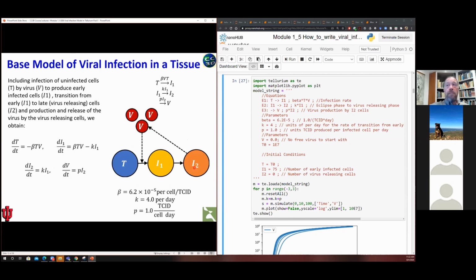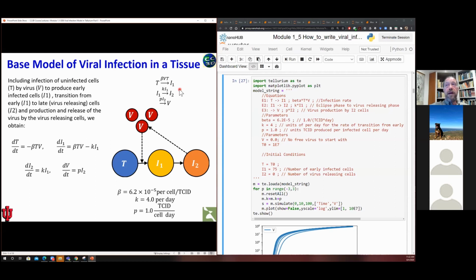So we built a model of the infection part of this, not including the immune response, in which the virus infects the susceptible cells. Those susceptible cells become early infected cells. Those early infected cells, after an eclipse time, become late infected cells, virus-producing cells. Those virus-producing cells release virus into the environment.